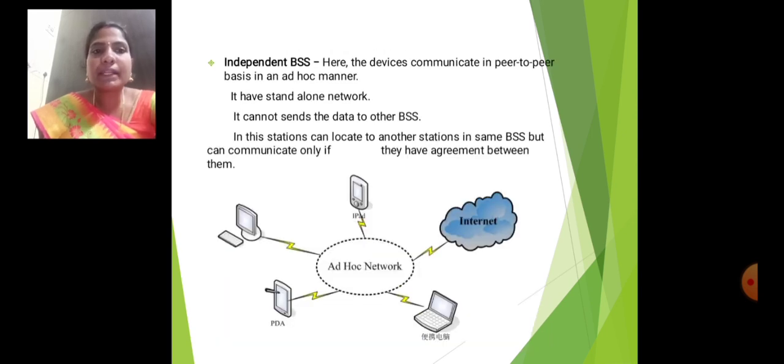Next comes independent BSS. Here the devices communicate on a peer-to-peer basis in an ad hoc manner. It is a standalone network. It cannot send the data to other BSS. In this, stations can locate another station in the same BSS but can communicate only if they have an agreement between them. This typical diagram explains how ad hoc networking helps to receive the signal from the internet and distribute it between various devices called clients.